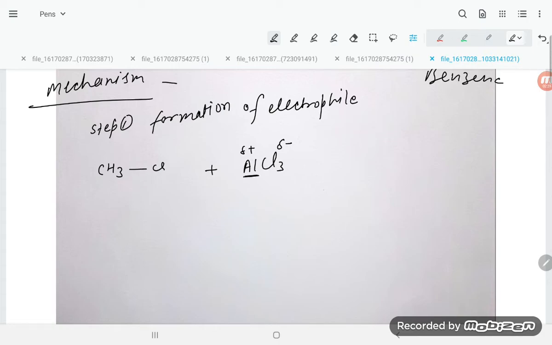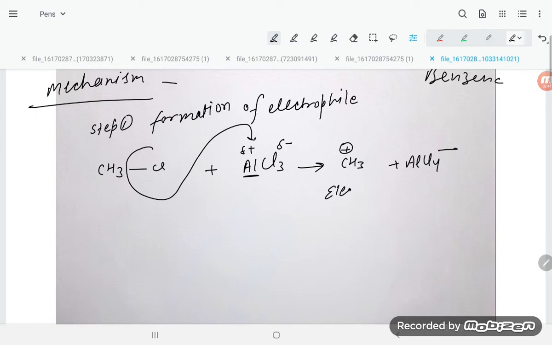So if octet is not completed, the chloride ion is going to be attacking on it. So what is forming, student, with the help of heterolytic fission, this is the CH3 plus, and here is AlCl4 minus. This positive charge, student, is what is known as electrophile. Whatever the positive charge is there, student, that is electrophile.